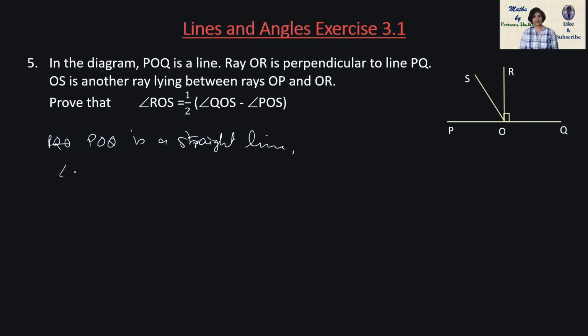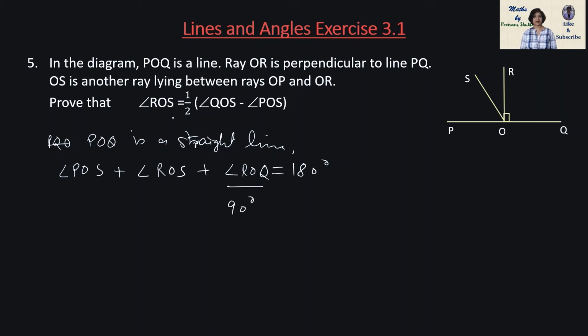Then we can write angle POS plus angle ROS plus angle ROQ equals 180 degrees. Clear? So if we are writing here, the value of ROQ is 90 degrees, right?